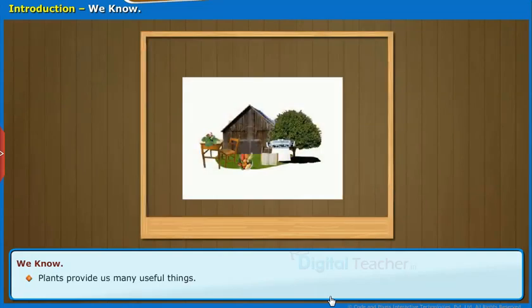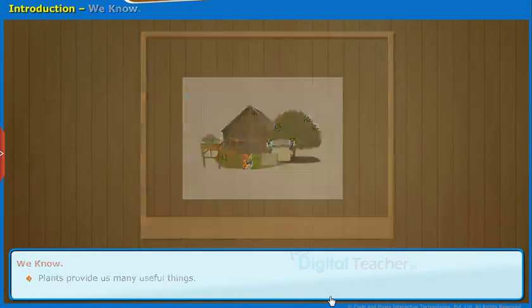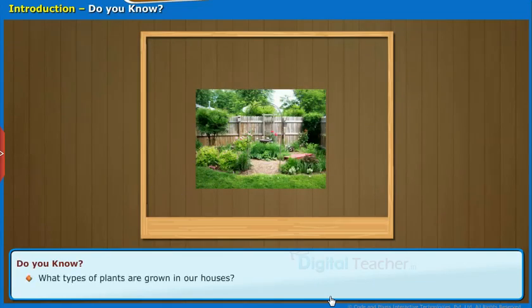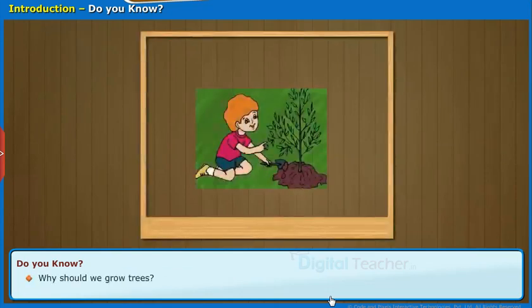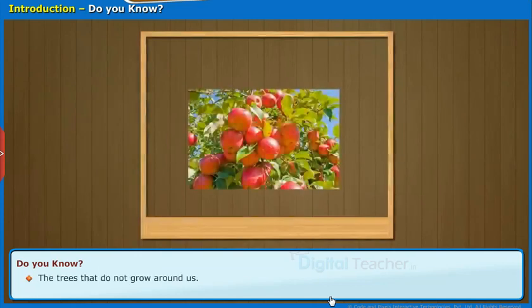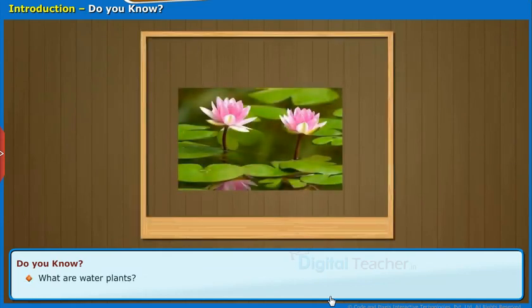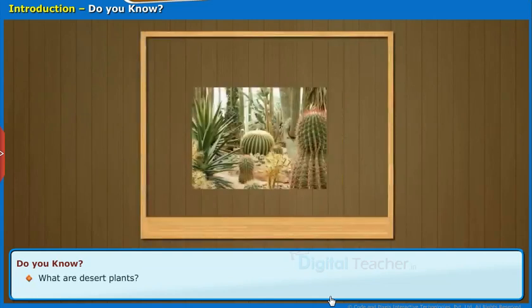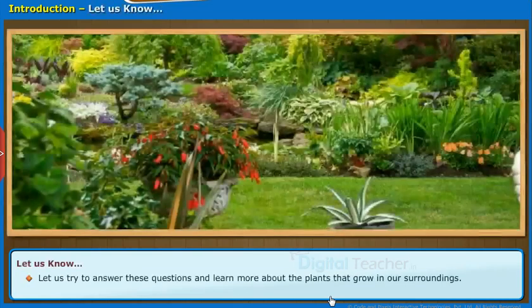Plants provide us many useful things. Do you know what types of plants are grown in our houses? Why should we grow trees? The trees that do not grow around us. What are water plants? What are desert plants? Let us try to answer these questions and learn more about the plants that grow in our surroundings.